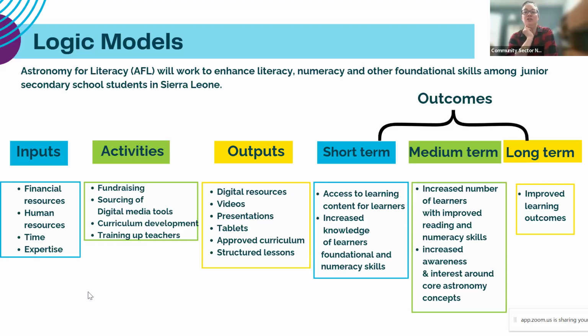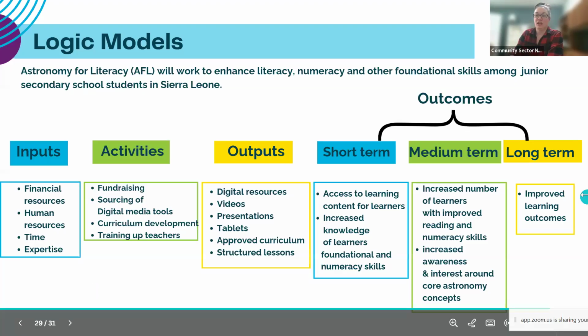learners' foundational and numeracy skills. And then in the medium term, they continued to improve their reading and numeracy skills. Particularly, they were interested in astronomy, so they were developing increased awareness and interest around core astronomy concepts. And then in the long term, they continue to improve their learning outcomes.